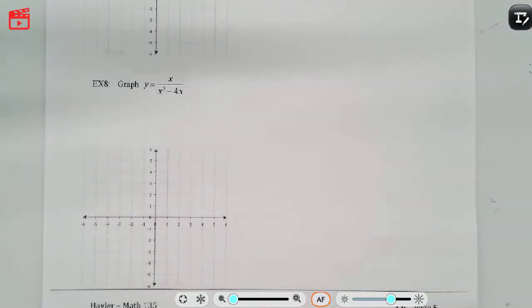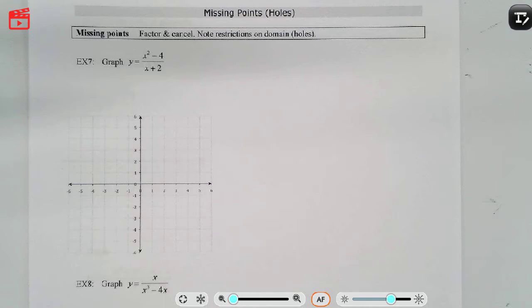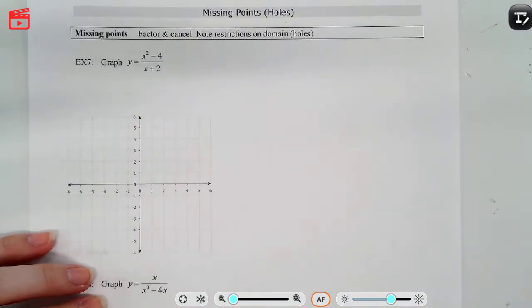All right, I think this is the last page for this one. So let's see. Missing points or holes. Okay, so this is an interesting one. You might have something that looks like a nice rational function, but when you factor, you might notice that you could cancel one or more of the terms. When this happens, our graph will actually end up looking very different. If you can cancel something, that is going to be called a hole, and we'll take a look at that.